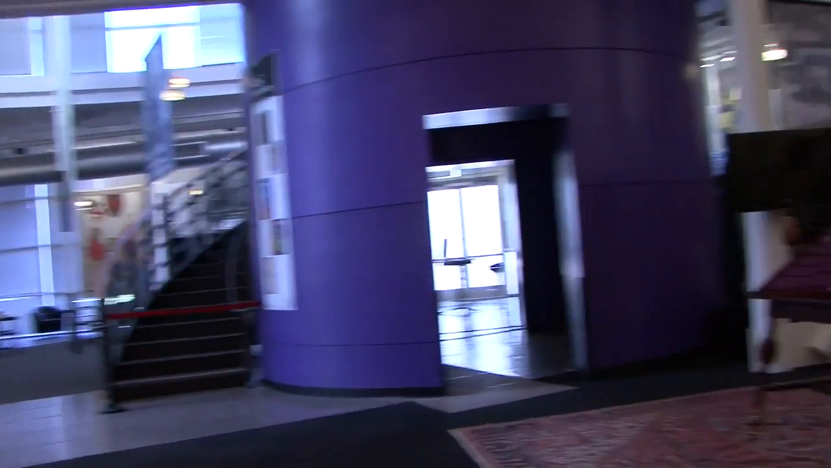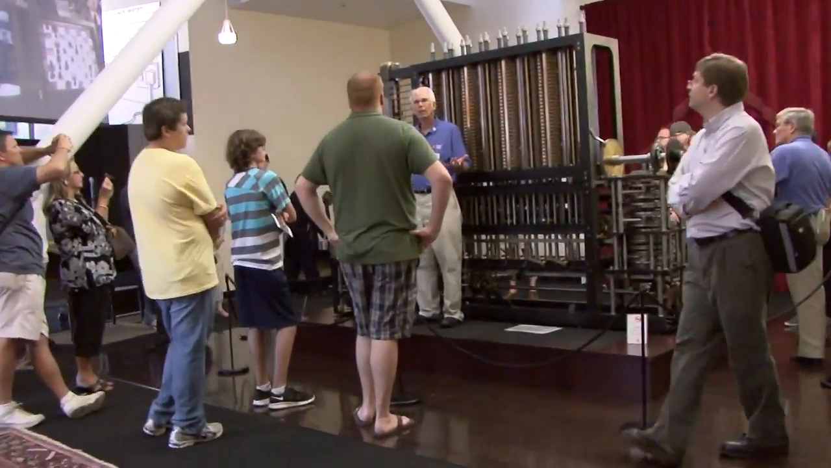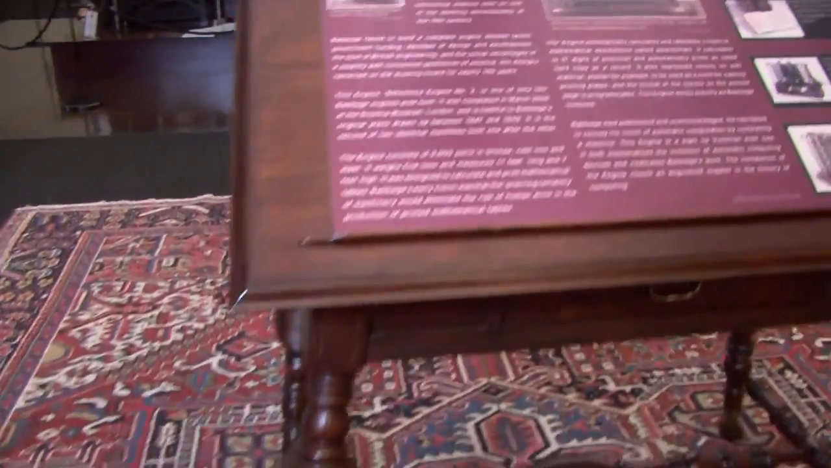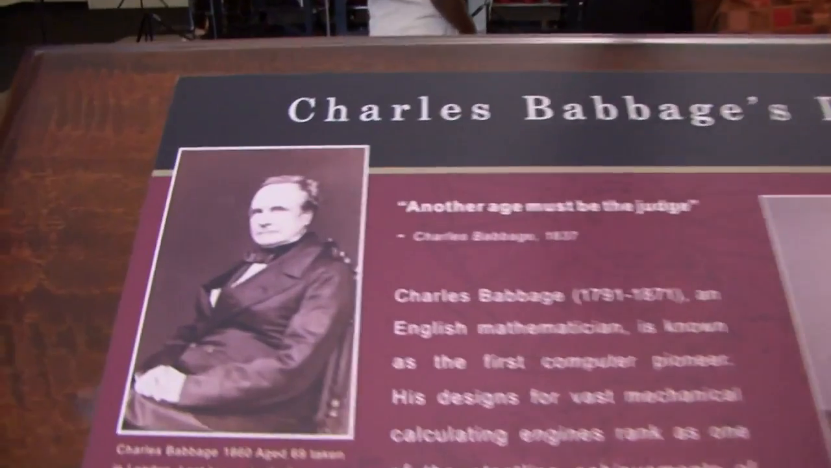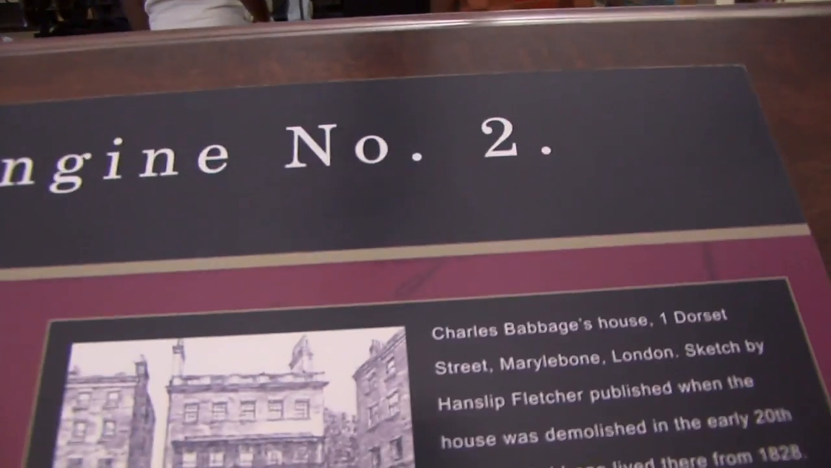Welcome to the Computer History Museum and our demonstration of Babbage's Difference Engine No. 2. This particular one is Difference Engine No. 2, serial 2. What is this machine and why is it called the difference engine?